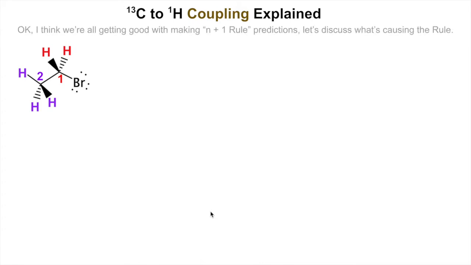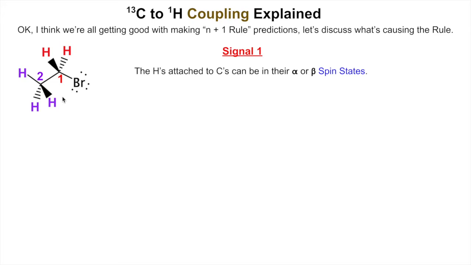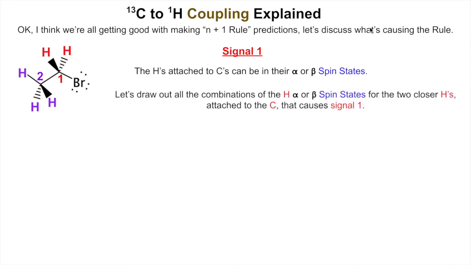All right, now I think you're getting good at the n+1 rule. When you have 2 neighbors, you're a triplet, 3 neighbors, you're a quartet. Let's see what's causing that n+1 rule. The hydrogens attached to the carbons can be in either their alpha or their beta spin states. Let's draw out all the combinations of alpha and beta spin states for the 2 closer hydrogens first.